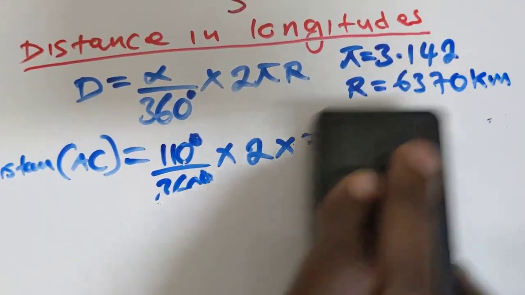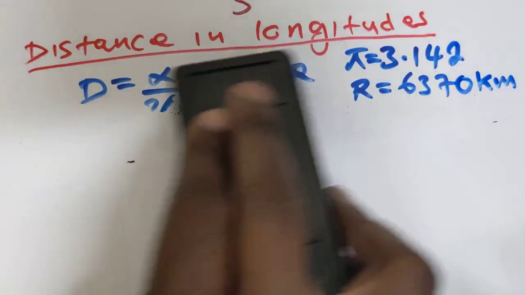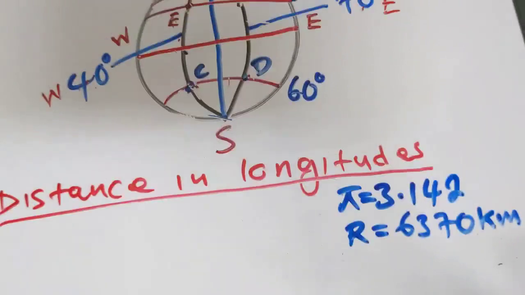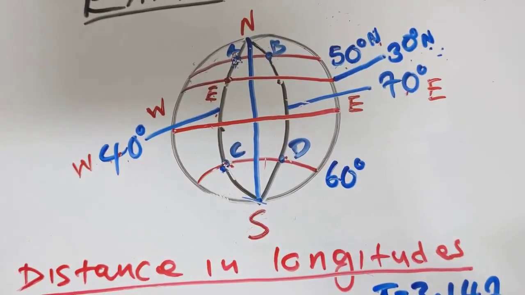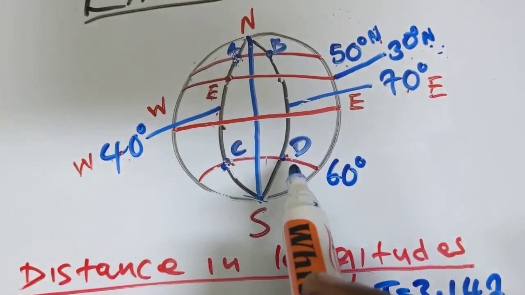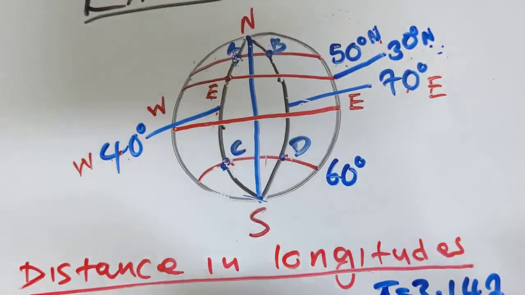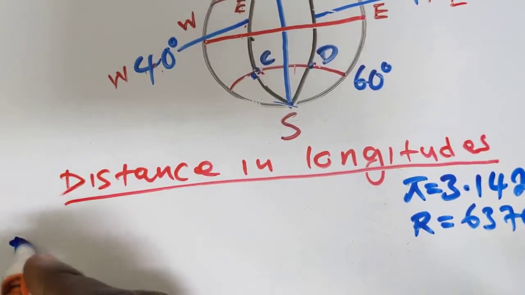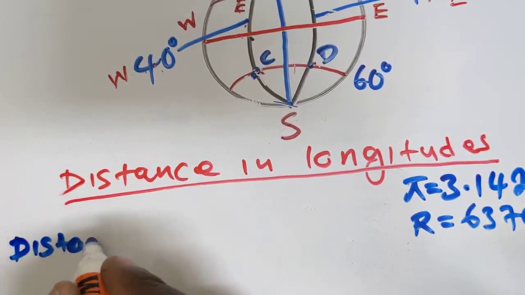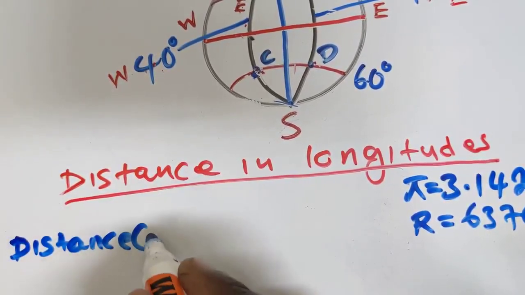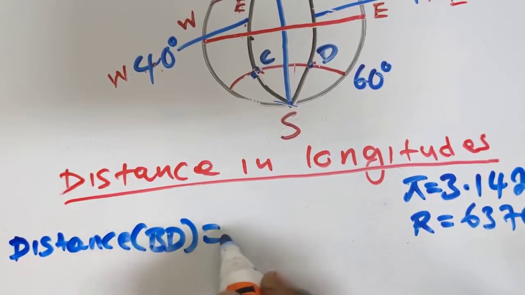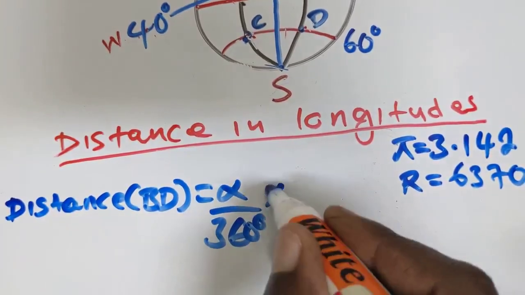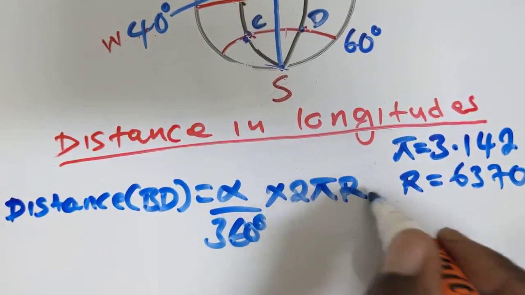So let's try to find the distance in longitudes for B and D. So for B and D, we know that this is the distance in longitude. So the distance between B and D is equal to alpha over 360 degrees multiplied by 2 pi capital R.